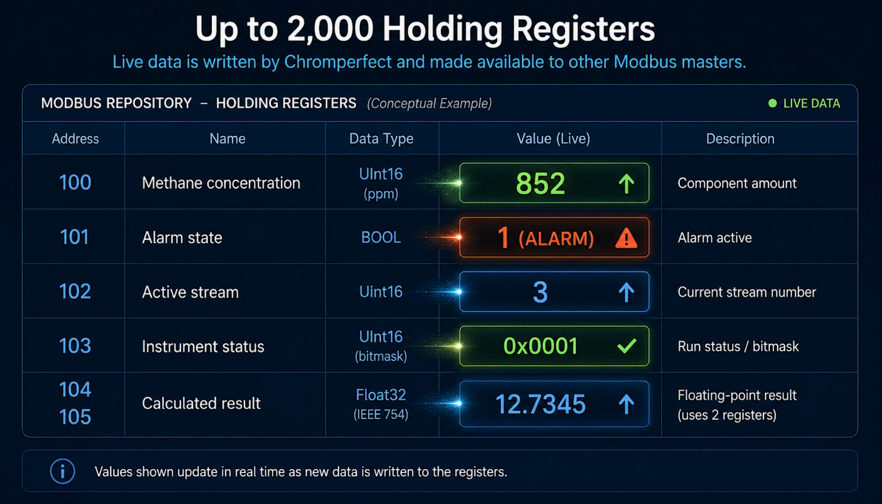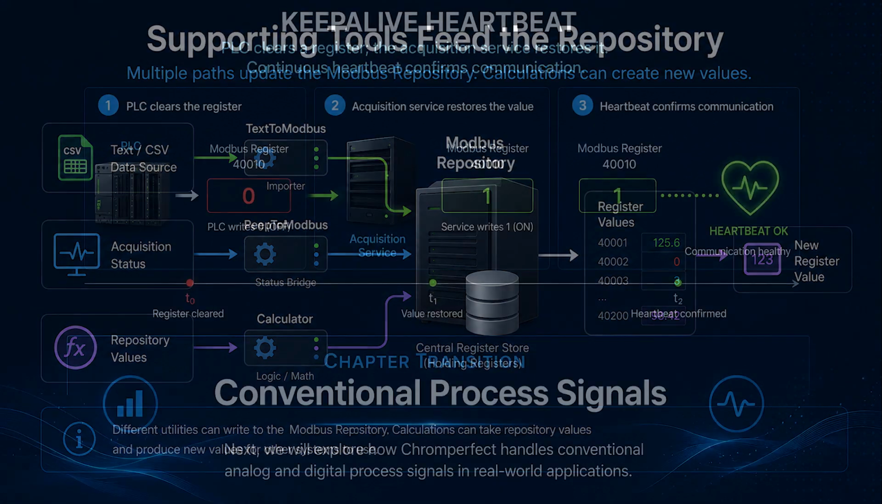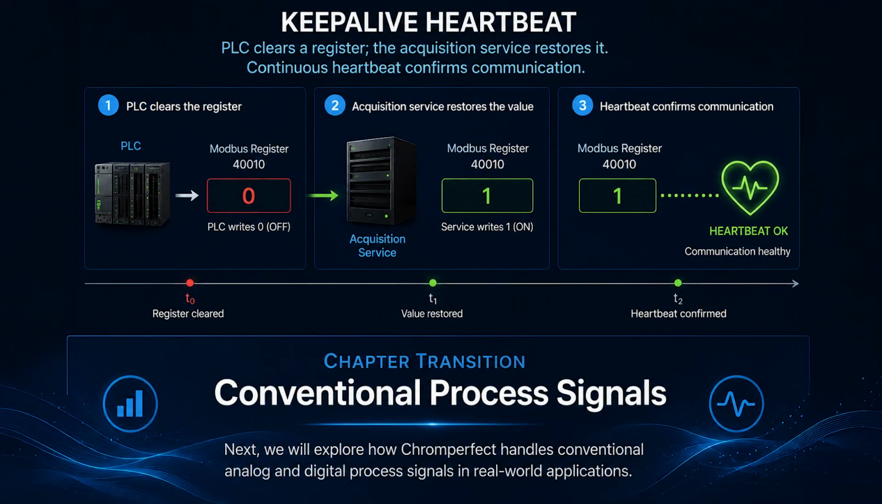The repository may contain component amounts, alarm states, active stream numbers, instrument status, run status, calculated values, or information generated by external processing programs. Chromperfect also includes supporting tools that can transfer data from text or CSV files into the repository, perform calculations on repository values, or publish acquisition status received from the Chromperfect Acquisition Service. A heartbeat can also be implemented so that the PLC can confirm that the chromatography acquisition process is still operating.